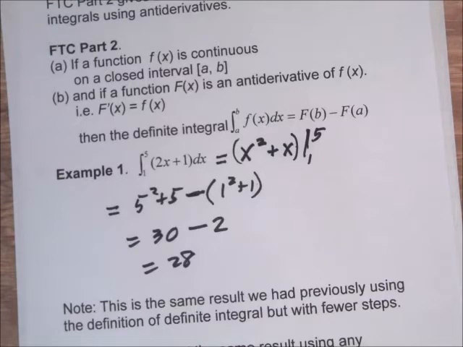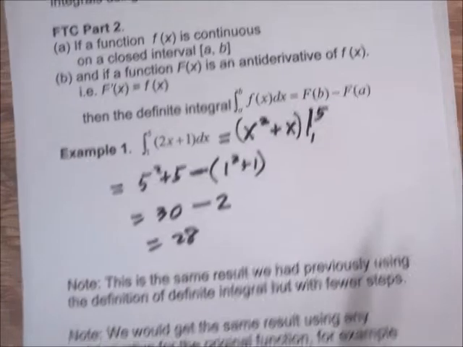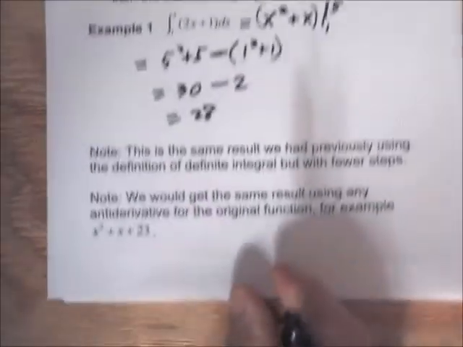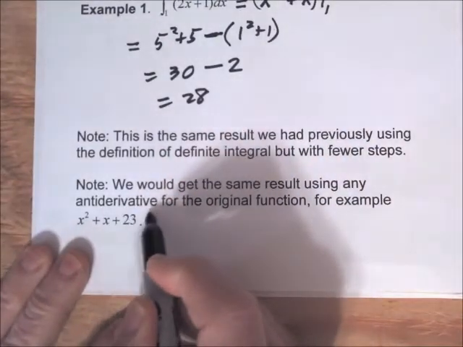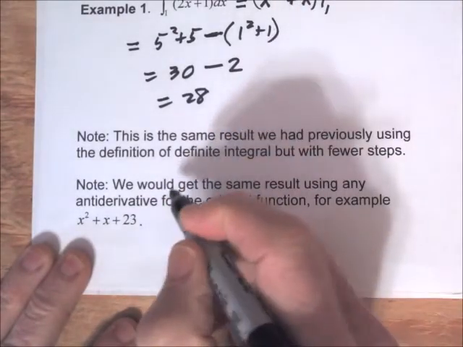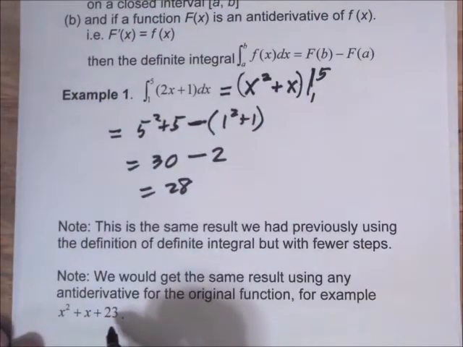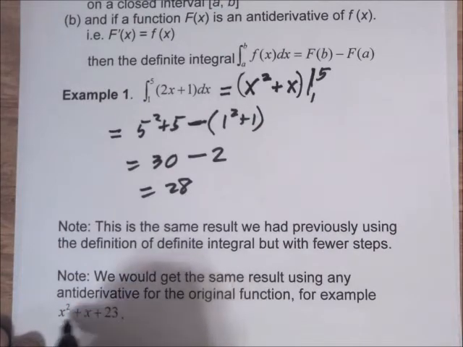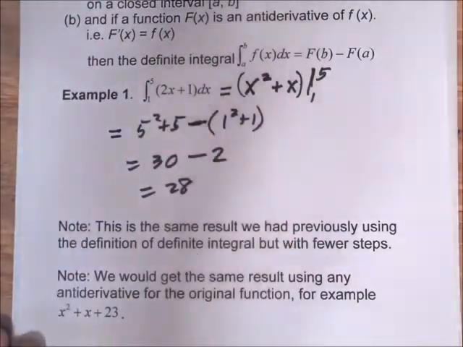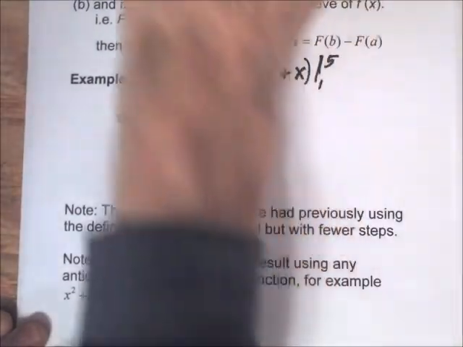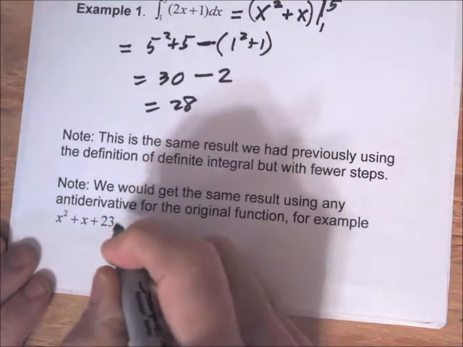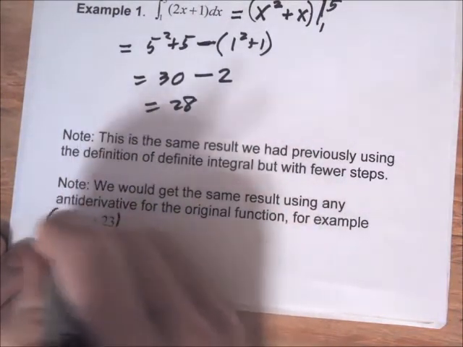So we could have used a different antiderivative. So for example, if we had used x squared plus x plus 23 instead of x squared plus x, this has the same derivative. If you take the derivative of x squared plus x plus 23, derivative of x squared is 2x, derivative of x is 1, derivative of 23 is 0. So you still have the same original function.